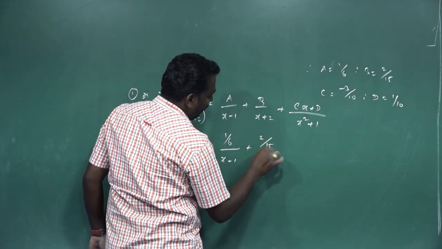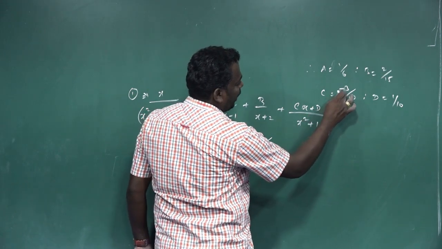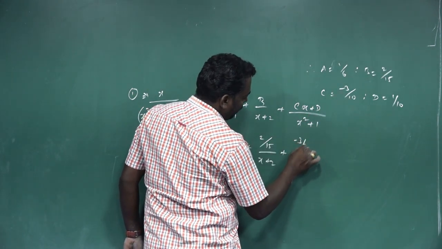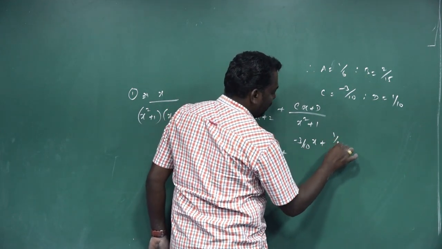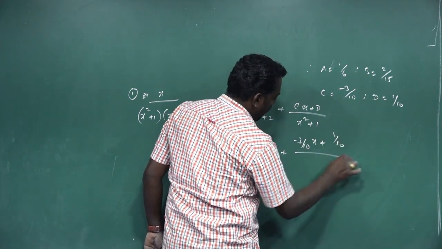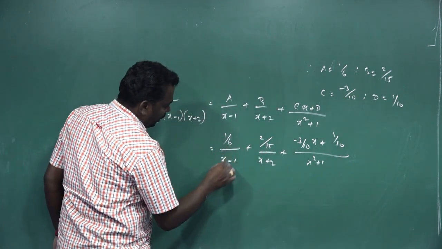2 by 15 x plus 2 plus c value equal to minus 3 by 10, minus 3 by 10 into x plus d value equal to 1 by 10, 1 by 10 by x square plus 1. Now just write these terms in denominator form.